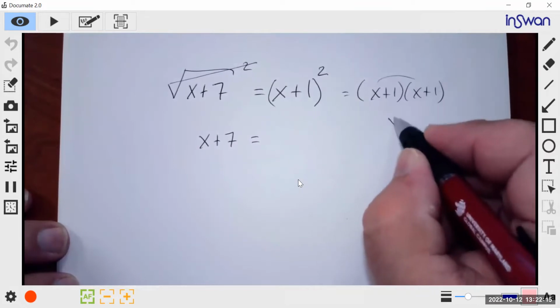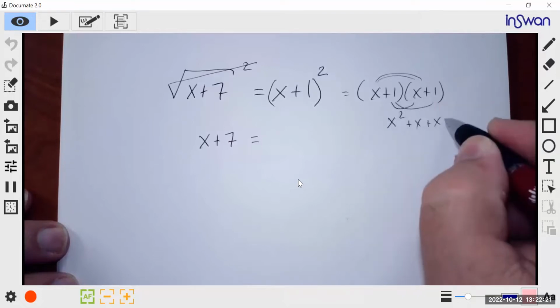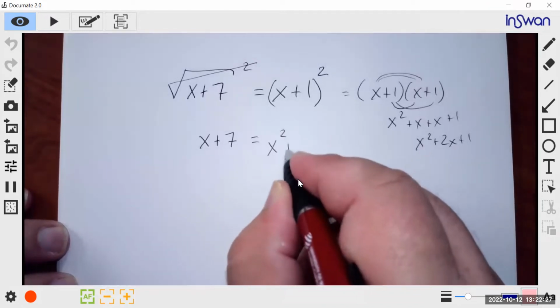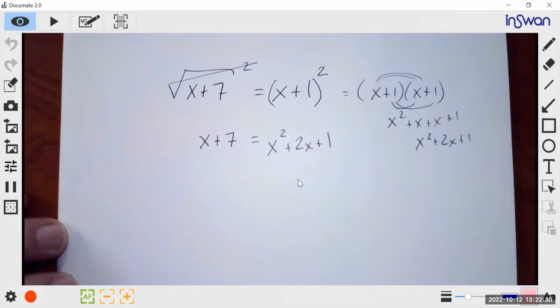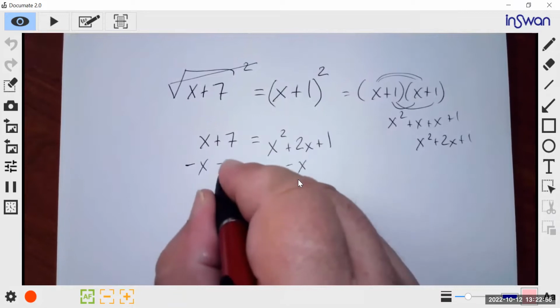So X times X is X squared. X times 1 is X. X times 1 is X. 1 times 1 is 1. So it's X squared plus 2X plus 1. Now what do you do? You said zero. Has to be equal to 0. So you have to move the X plus 7. Subtract X from both sides. And subtract the 7 from both sides.